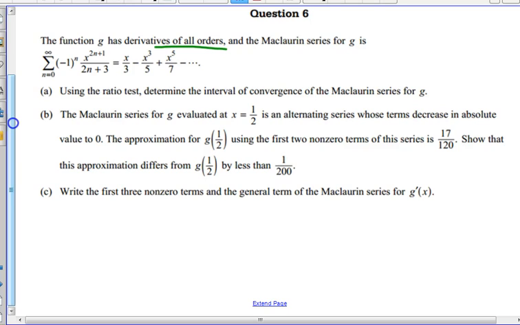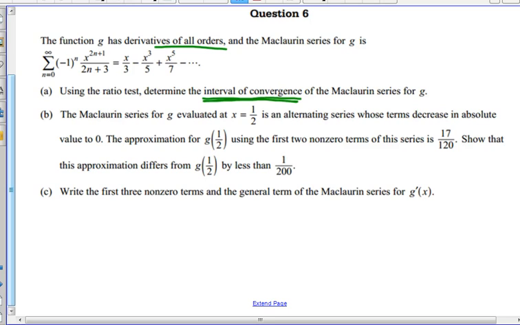All right, we read the 3 parts. Using the ratio test, determine the interval of convergence, and immediately thinking, uh-oh, don't forget to check the endpoints. We've got that. Then we've got part B and a part C. And it turns out if we read a little closer, B and C are going to be very quick and easy. So I'd like to show you those 2 parts first, and we'll come back and get part A.